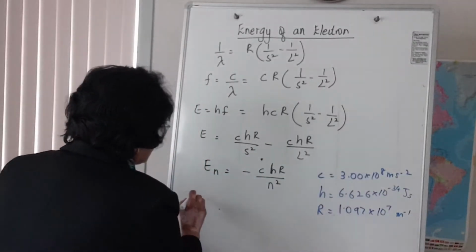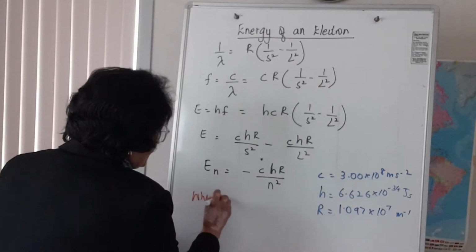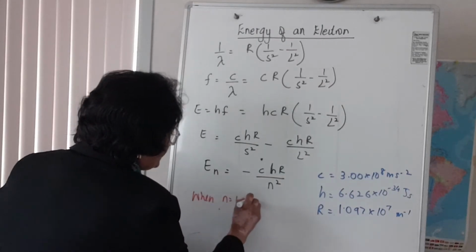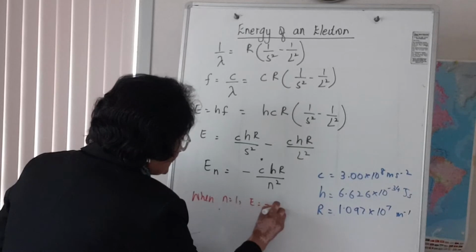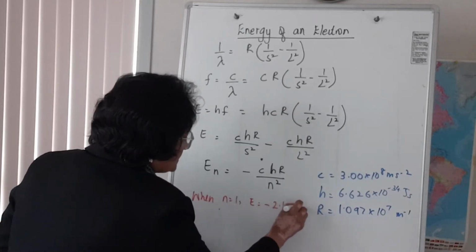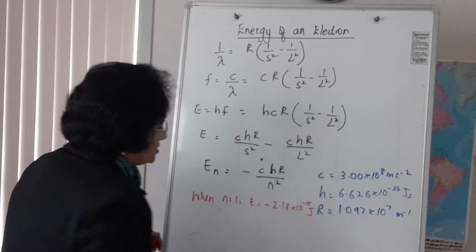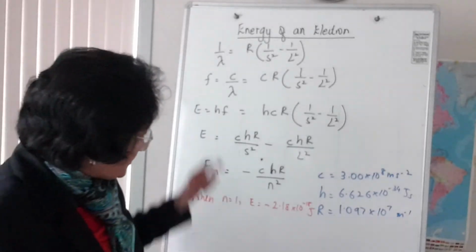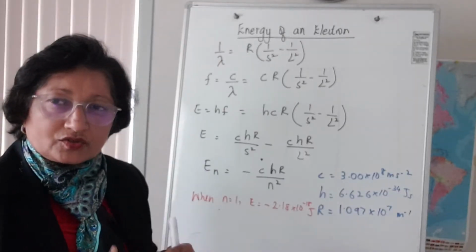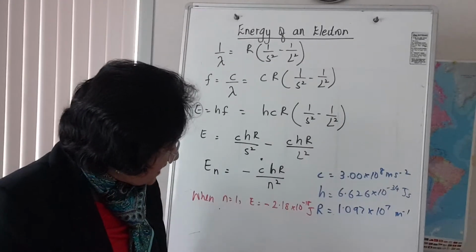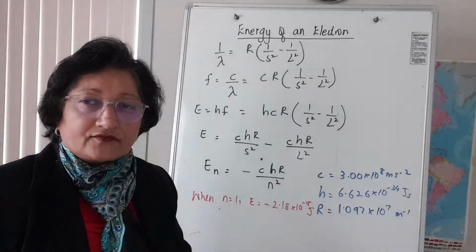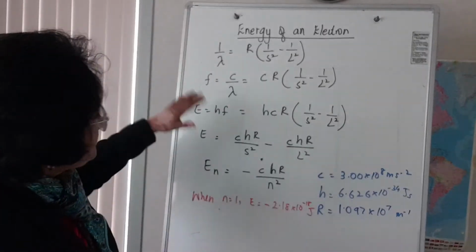So when n is equal to 1, the energy of the electron is negative 2.18 times 10 to the power of negative 18 joules. Okay, so I'm going to rub the board, and I'm just going to show you what happens just to calculate the energy of the electron at different energy levels. So I'm just going to rub this.